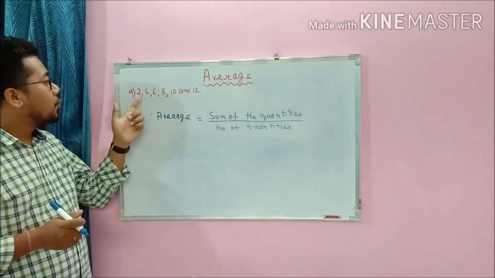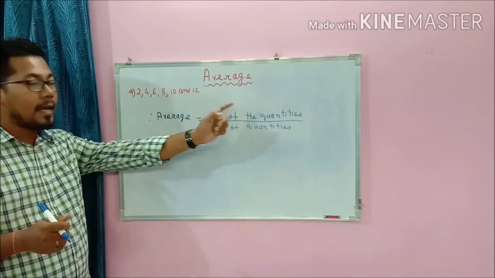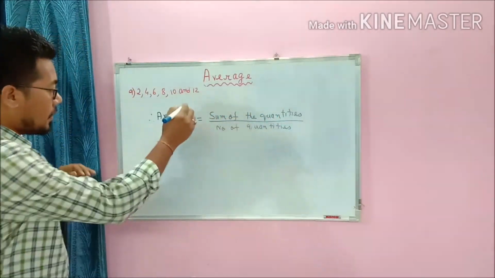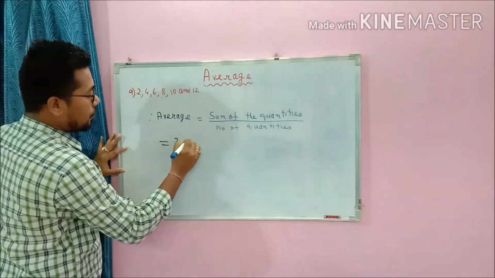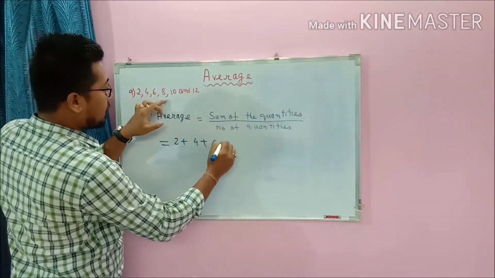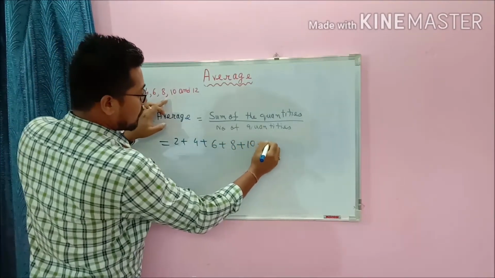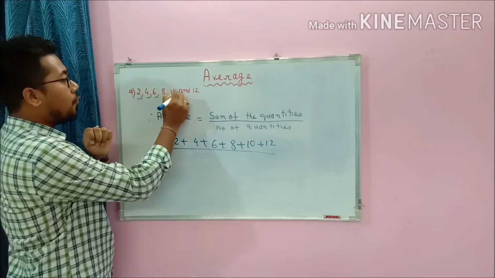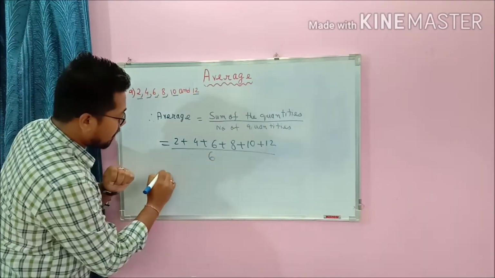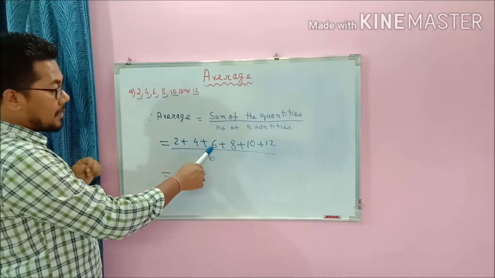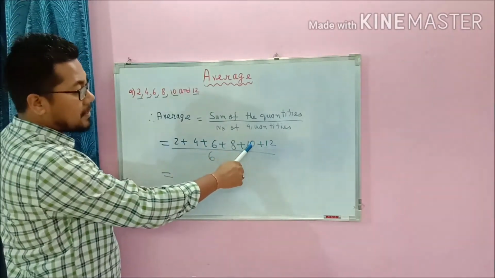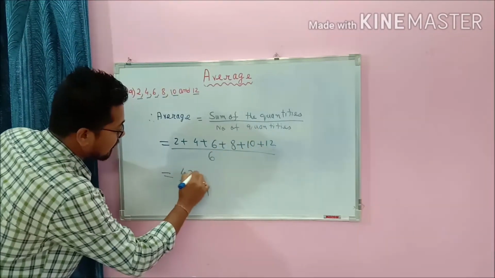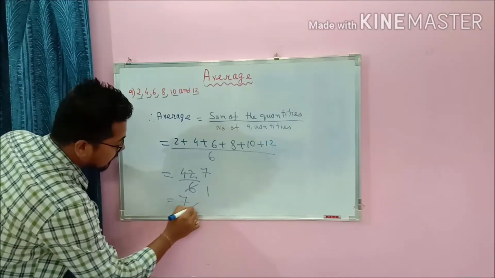Next is 2, 4, 6, 8, 10 and 12. Therefore, average equals the sum of the quantities divided by the number of quantities. We have to add 2 plus 4 plus 6 plus 8 plus 10 plus 12, divided by the number of quantities. How many are there? 1, 2, 3, 4, 5, 6. 6 are there. 4 plus 2, 6. 6 plus 6, 12. 12 plus 8, 20. 20 plus 10, 30. 30 plus 12, 42. 42 by 6. 6 ones are 6, 6 sevens are 42. Your answer is 7.